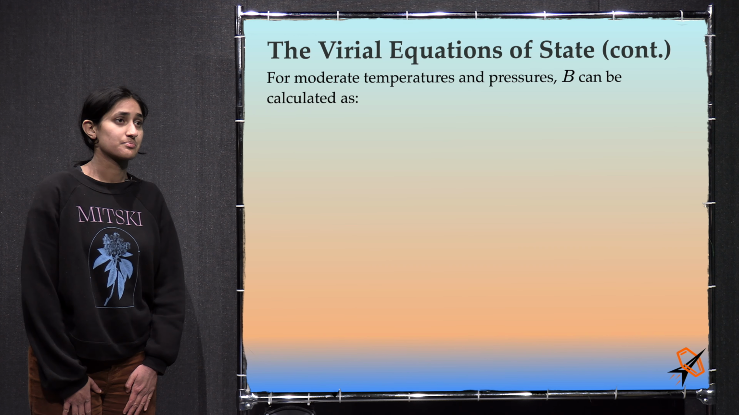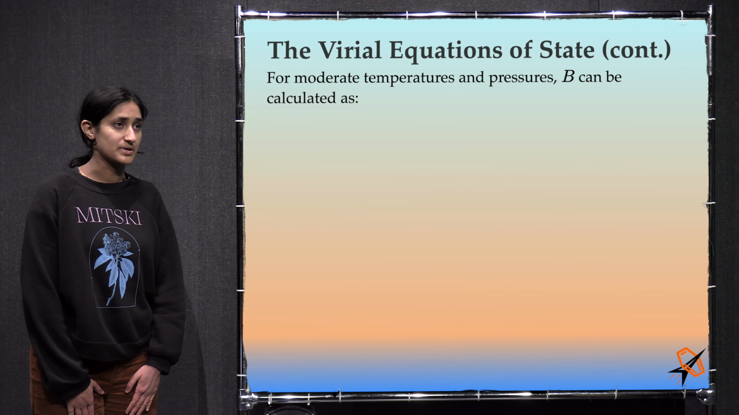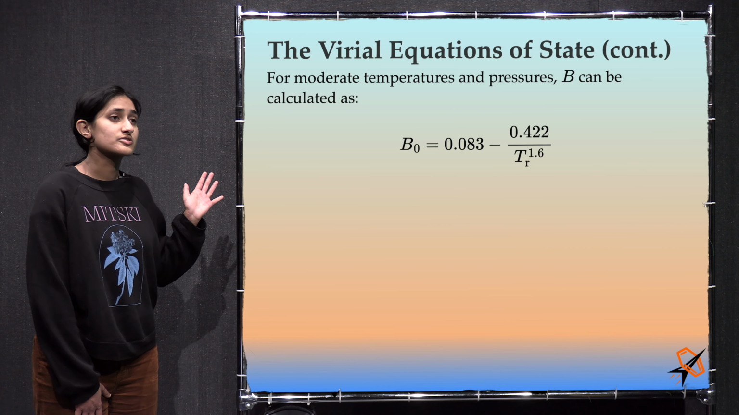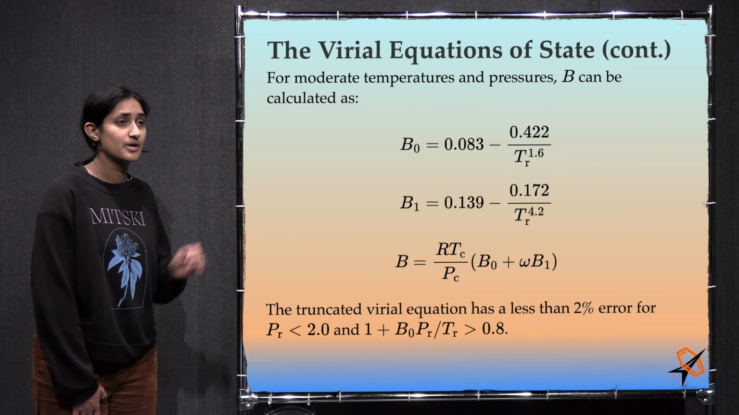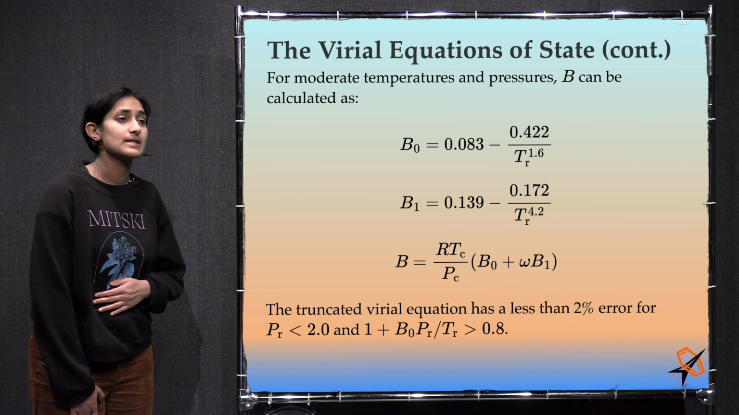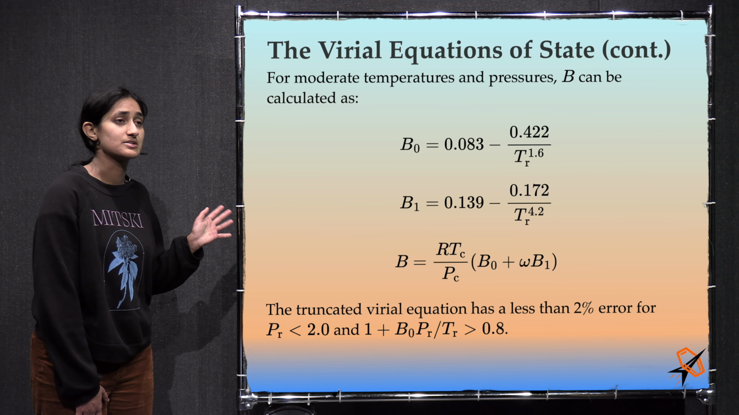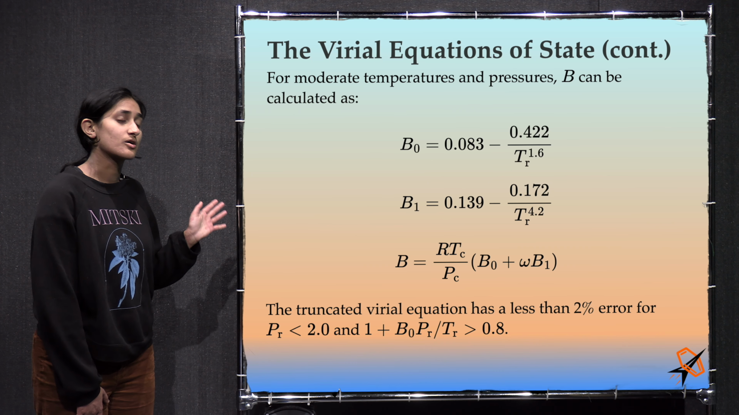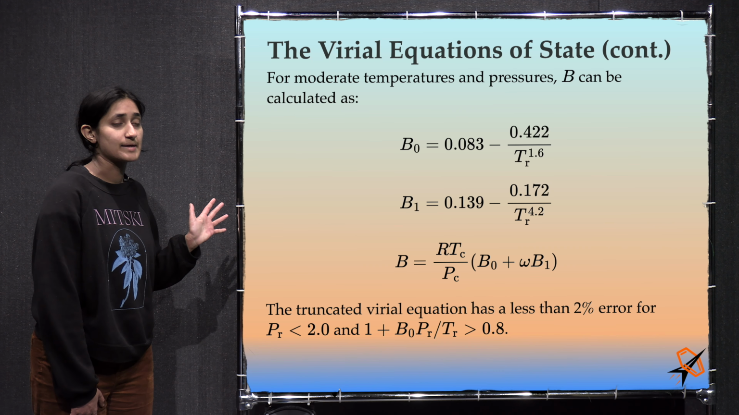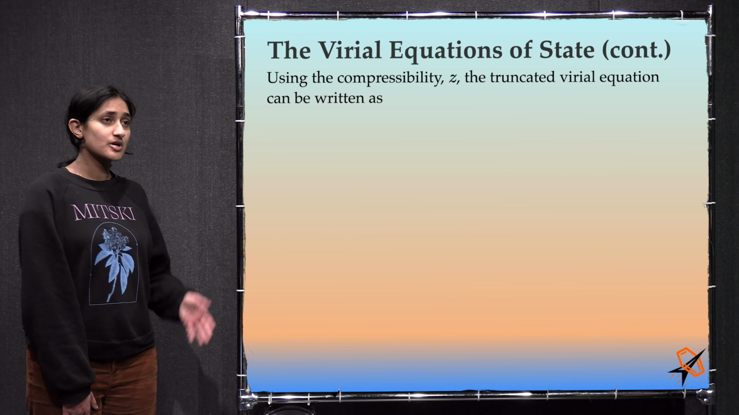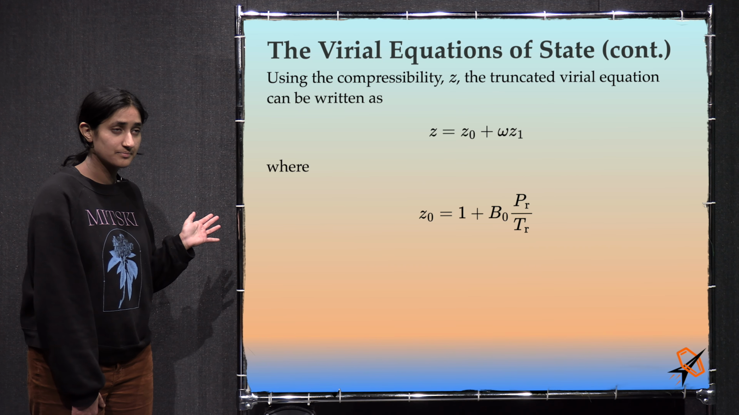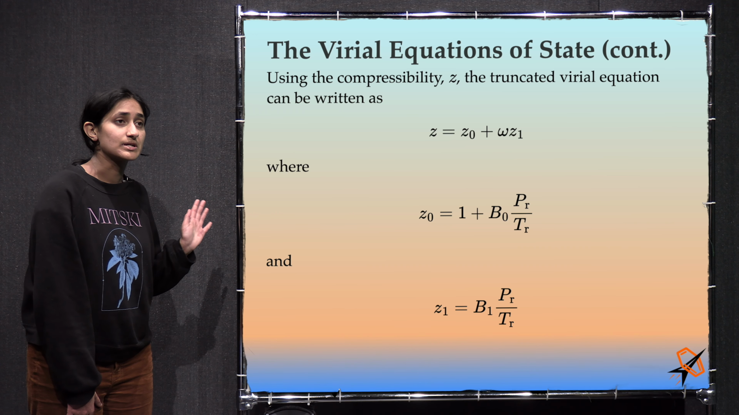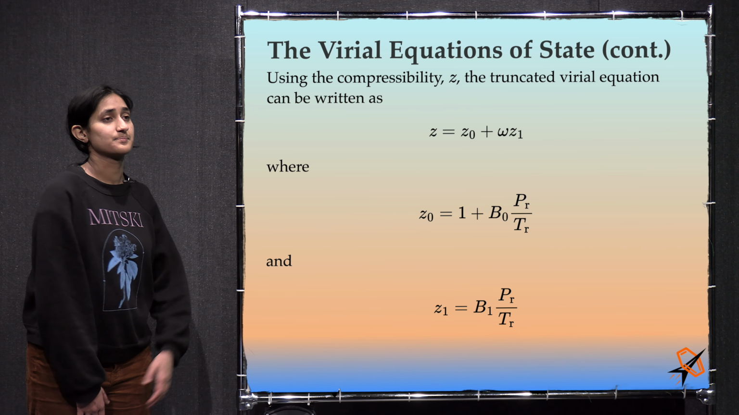For moderate temperatures and pressures, there are analytical expressions for B, as shown here. Note that they are in terms of reduced and critical temperatures, the critical pressure, and the acentric factor. The truncated virial equation has a less than 2% error for Pr less than 2, and 1 plus B naught Pr over Tr is greater than 0.8. An alternate way of writing the truncated virial equation is in terms of the compressibility, as you can see here. Again, be sure to check the range of validity for the truncated form if you intend to use it.